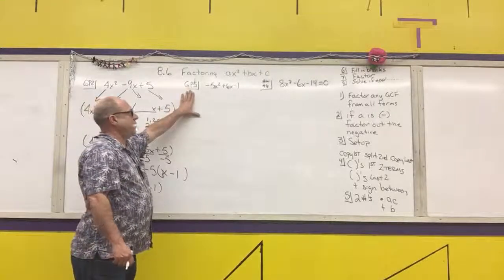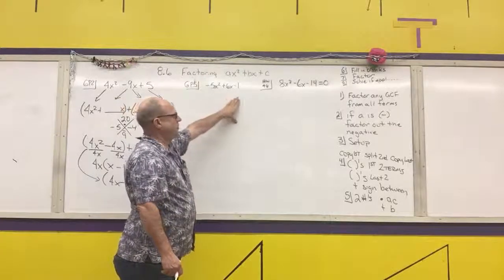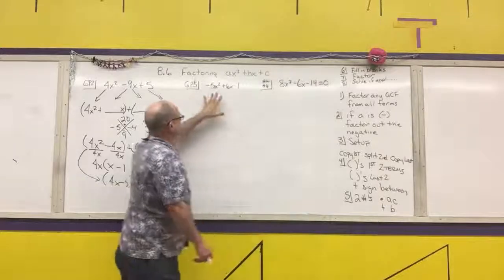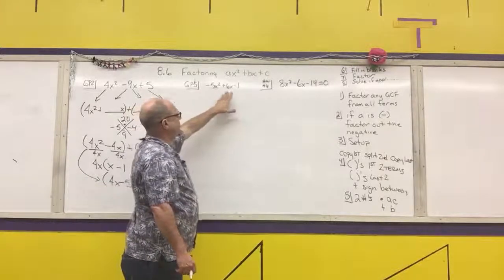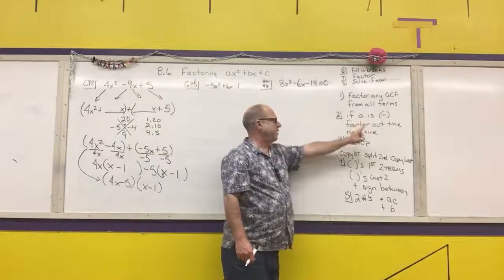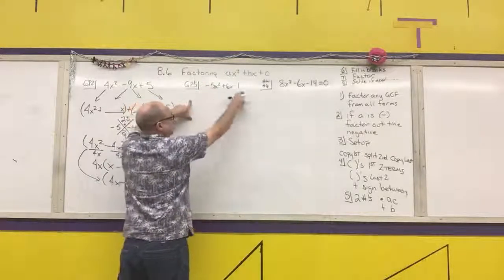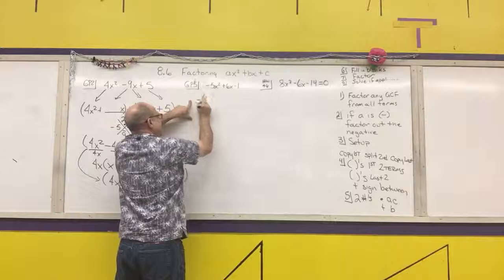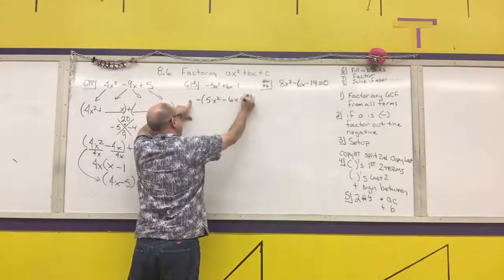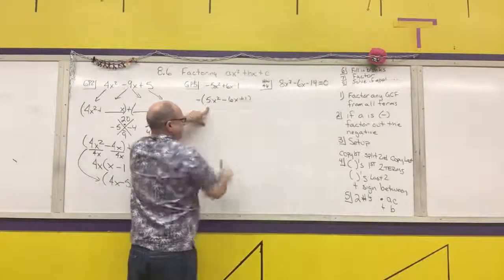Next one is guided practice 5. Minus 5x squared plus 6x minus 1. Step 1, factor out any greatest common factor. No common factors between negative 5, 6, and negative 1. Step 2, if a is negative, factor out the negative. A term is negative, so I'm going to factor it out. So that means just change the sign of everything in here. So now I have negative times the quantity 5x squared minus 6x plus 1.